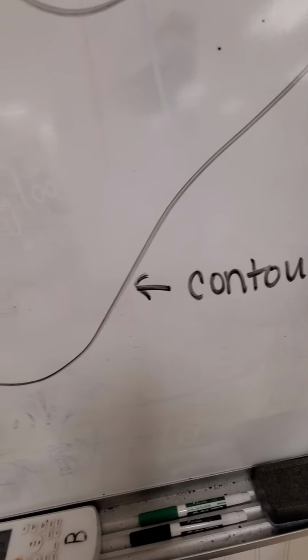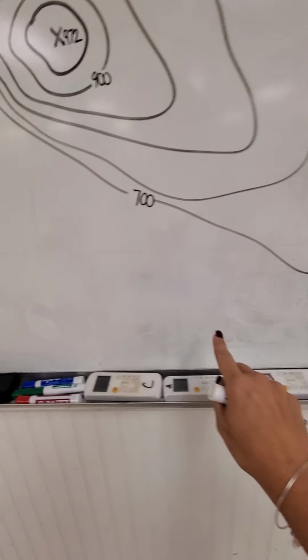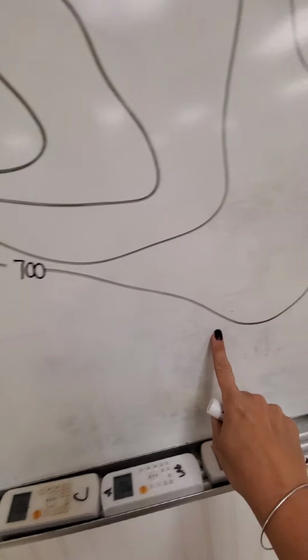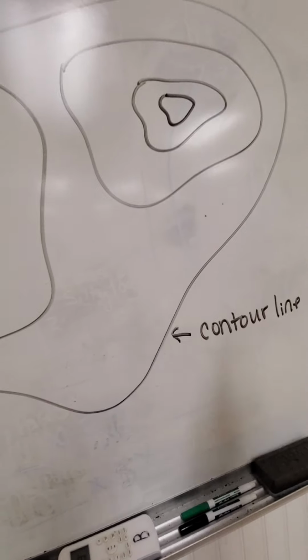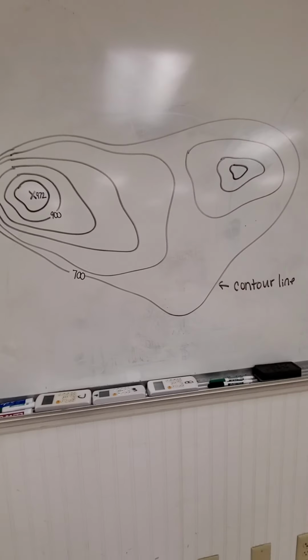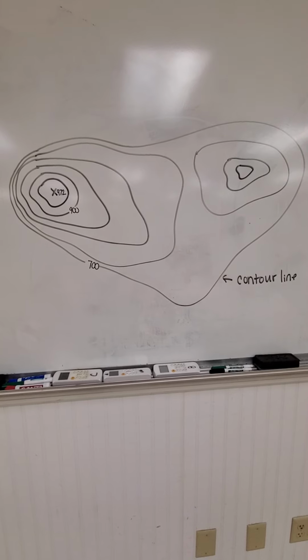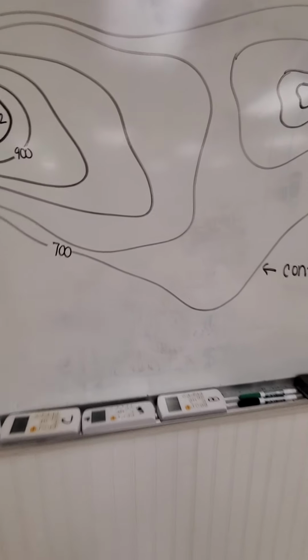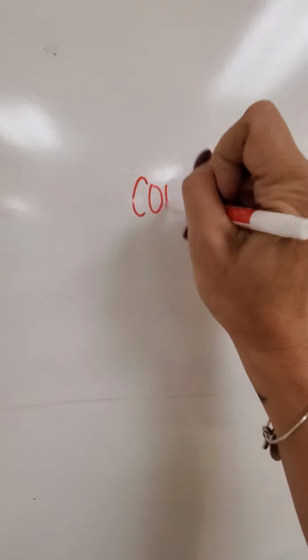And it shows areas of equal elevation. So if you follow this line and it shows 700 here, you know that this line is 700 feet in elevation all the way around. It never changes. It's always going to stay 700 feet. And that's what contour lines do, they connect points of equal elevation. You're going to have to be able to find the contour interval on here. And contour interval is a little tougher.